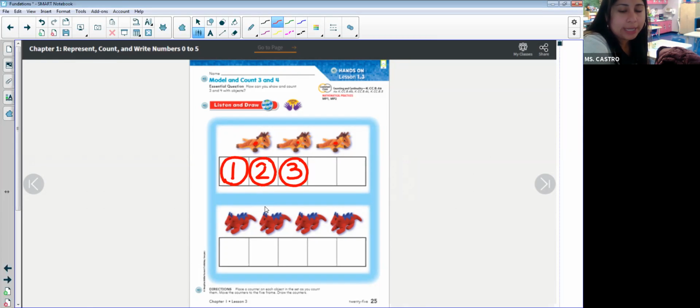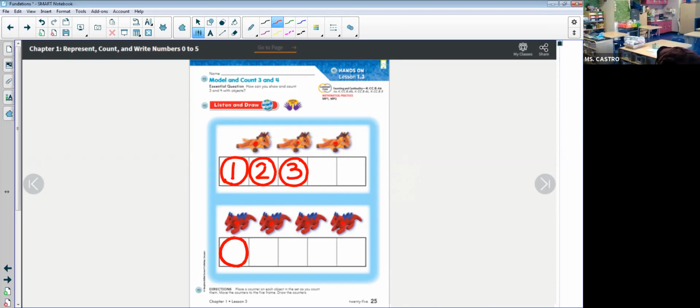All right, now we're going to go down to the bottom of the page with the dragons. Follow along with your magic finger as I'm counting. I'm going to make dots on the red dragons, and you're going to follow with your magic finger, and we're going to count to see how many dragons we have. 1, 2, 3, 4. So Ms. Castro counted 4 dragons, and now I'm going to show the number 4 in the 5 frame.